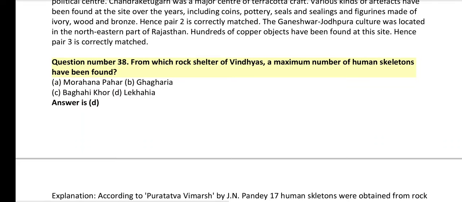Question number 38. From which rock shelter of Vindhyas, a maximum number of human skeletons have been found? A. Morahana Pahar, B. Ghagharia, C. Baghai Khor, D. Lekhahia. Answer is D.